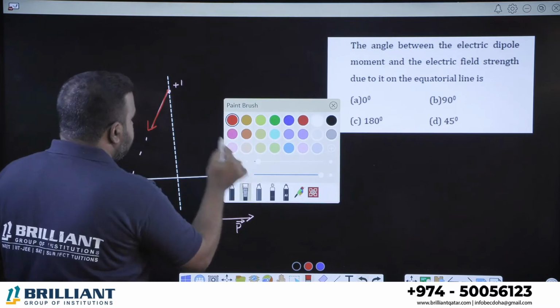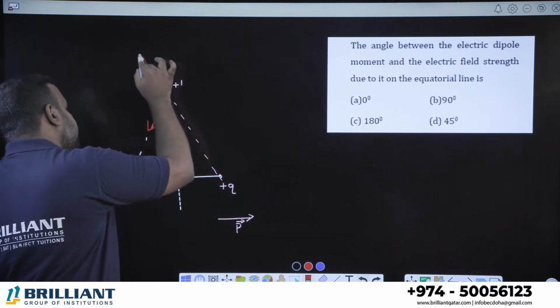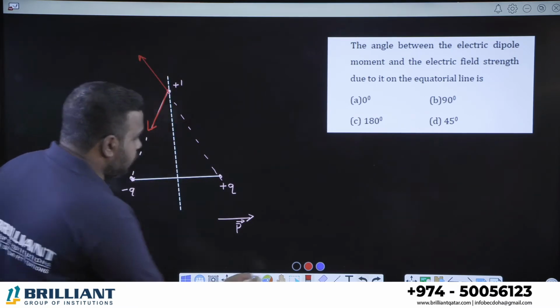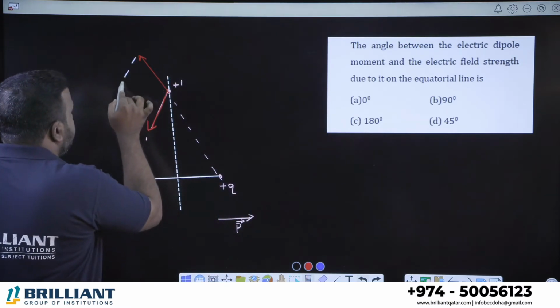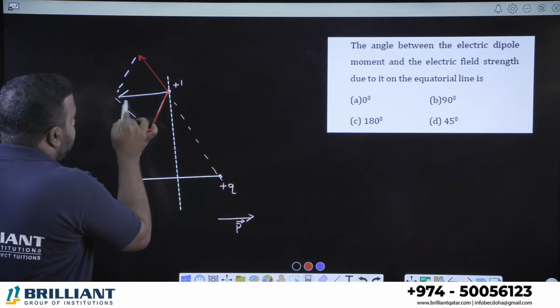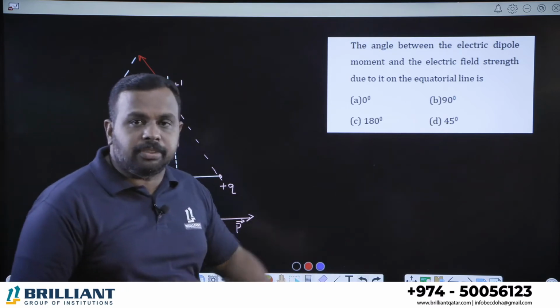Similarly, the field due to the plus q charge will be in this way, right? So two fields will be there. Now what we have to find is their vector sum. If you use the parallelogram law of vector addition, you can see that the resultant electric field is in this way. That's it. From this you can easily find the answer.